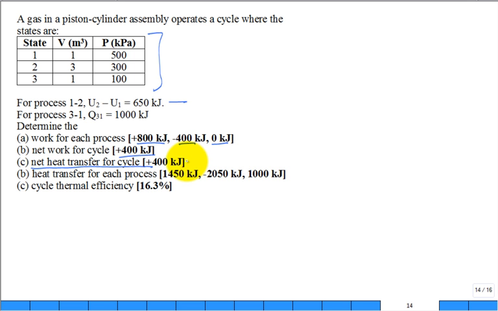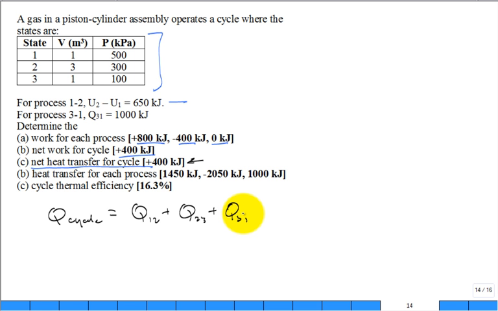There's the answer, but let's calculate it. What are they asking me to calculate for this part C? Q cycle, or sometimes we write Q net of the cycle, something like that. But what is it? Is it equal to Q1 to 2 plus Q2 to 3 plus Q3 to 1? Is that what it's equal to? It sure is. But it's something else that it's also equal to.